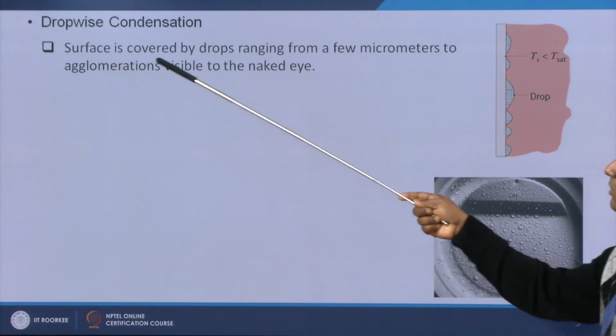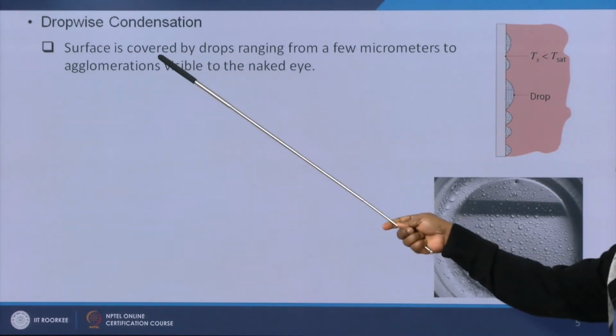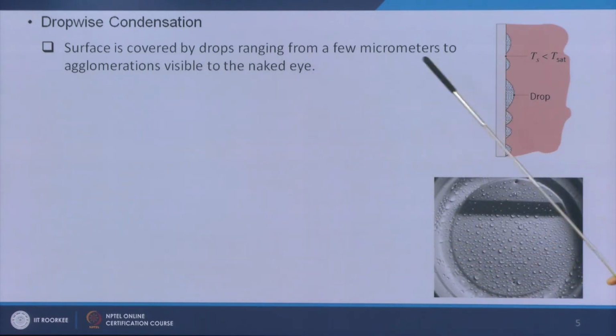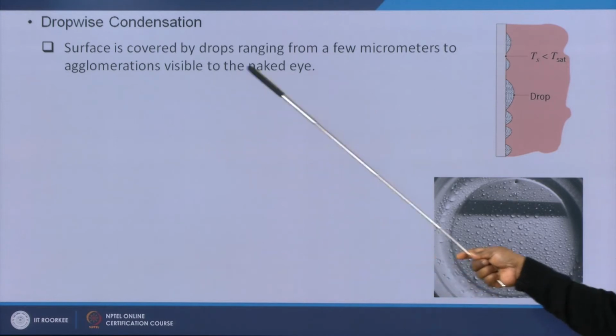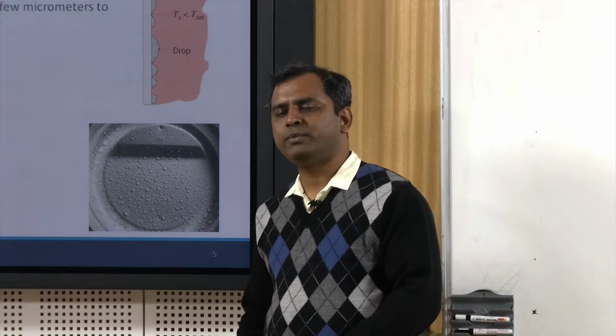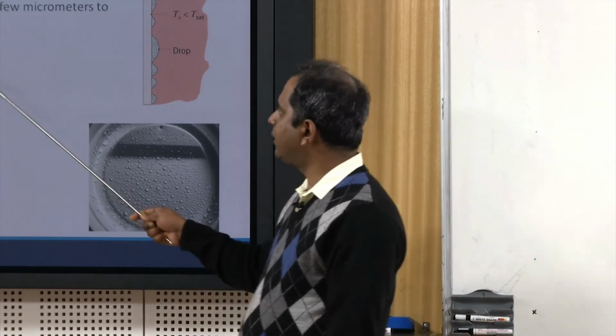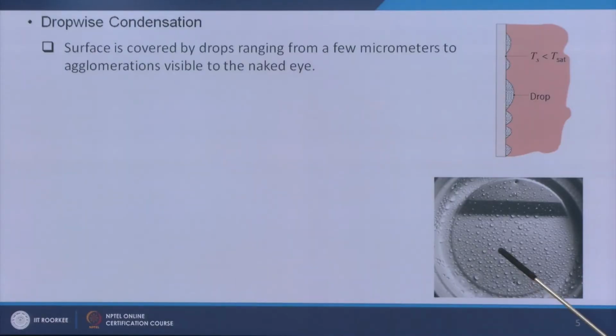Here the surface is covered by drops in place of the liquid film I showed you in the previous slide. Here you see liquid drops. The surface is covered by drops ranging from a few micrometers to agglomerations visible to the naked eye. Very small droplets in the range of micrometers can be seen, and after agglomeration those micrometric droplets can become very big and even be visible to the naked eye. Simultaneously, you can see very small droplets at different places.